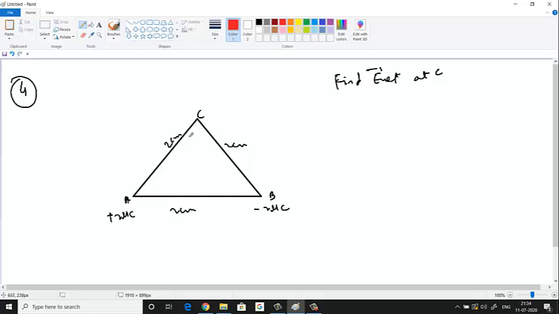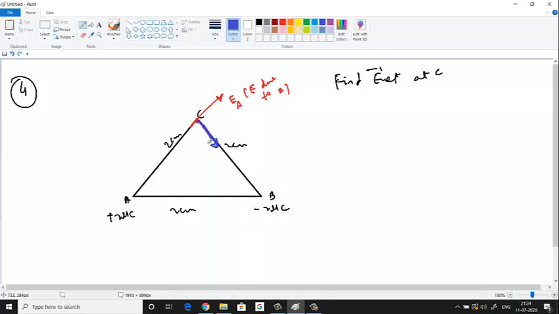See, due to plus 2 microcoulombs at A, the electric field at C is going to be in this direction. So this is E due to A. Instead of writing E due to A again and again, I'm writing EA. EA means E due to A for now in this question. What about for this one? It is a negative charge. For a negative charge, electric field is going to be towards the charge. So this is the electric field.